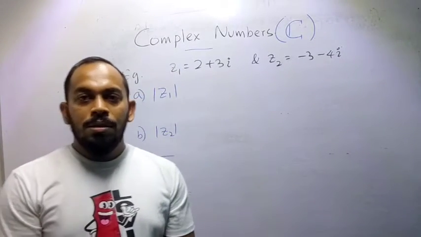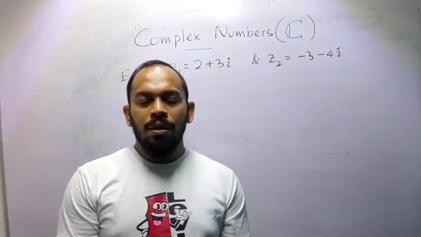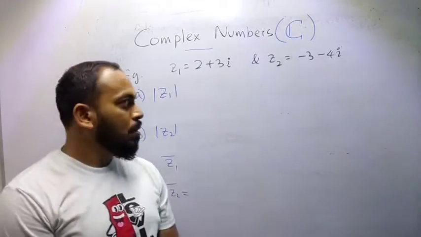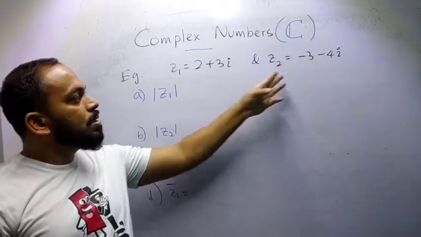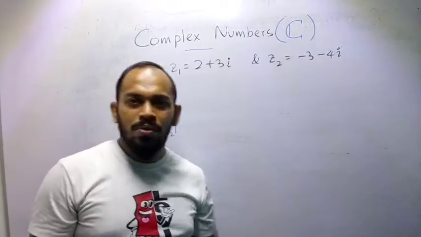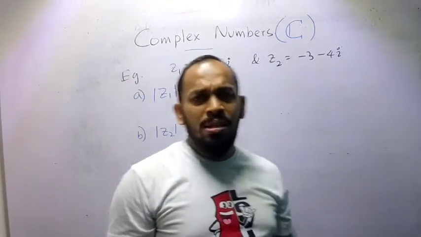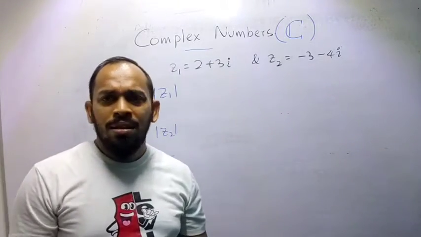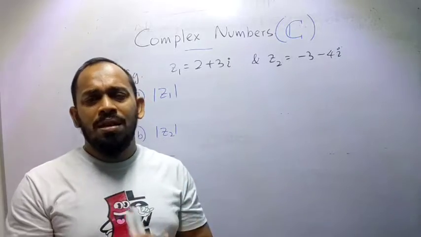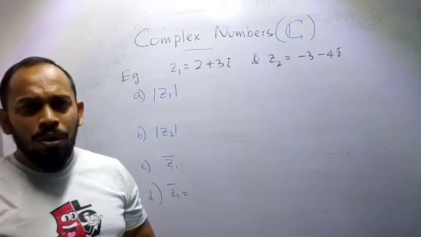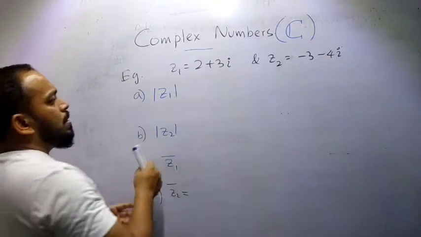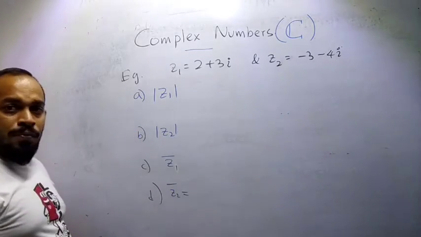Right, so in this video we can discuss some examples with regard to operations of complex numbers. So given two complex numbers, 2 plus 3i and minus 3 minus 4i. We'll do more examples during the class, but these are just simple things, just addition, subtraction, or basic stuff. So you should be able to figure it out on your own. Right, so let's do these four first.